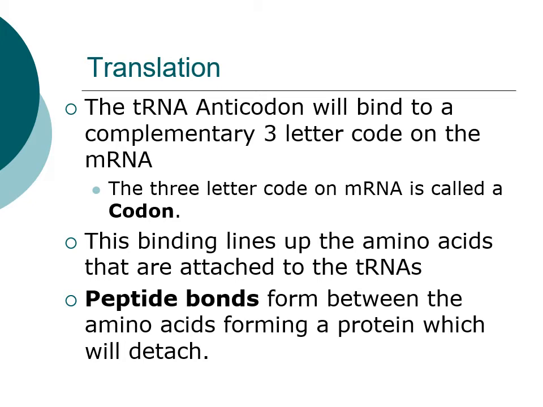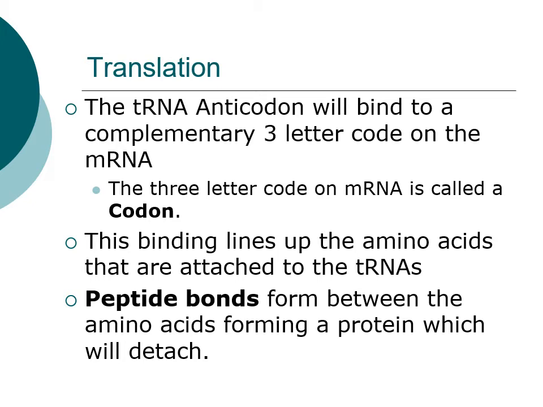So the tRNA anticodon is going to bind to the complementary 3-letter code on the mRNA that we saw in the previous slide. In mRNA, it's called a codon. So you have codon, anticodon, because they're like opposite of each other, but they're complementary bases. All right, so this binding lines up the amino acids, and the amino acids then will stick together. They will bond together, and they bond with what's called a peptide bond.